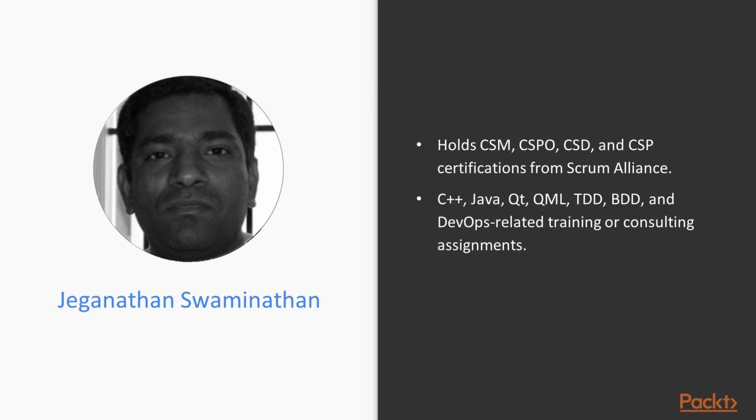He works as a freelance software consultant and freelance corporate trainer. He holds CSM, CSPO, CSD, and CSP certifications from Scrum Alliance. You can reach him for any C++, Java, Qt, QML, TDD, BDD, and DevOps-related training or consulting assignments. Jigen is a regular speaker at various technical conferences.